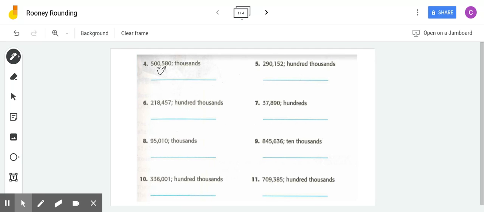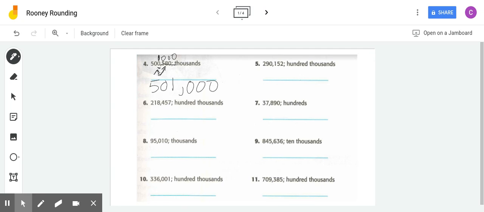1, 2, 3, 4. Round it down to the floor. 5, 6, 7, 8, 9. Move back to the left. It's rounding time, which means that becomes a 1. And then everything after this becomes a 0. So I have 501,000. Okay. It's a kind of a silly song, but I like it for myself.